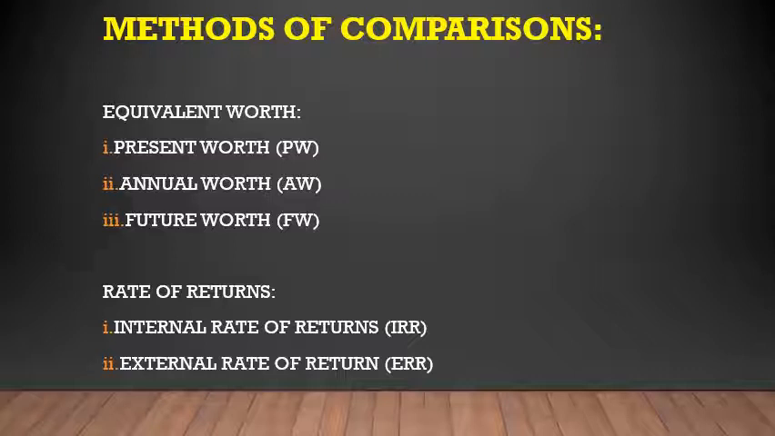In future worth comparison of alternatives, the logic is the same. I compare different alternatives based on their future worth. So I convert every cash flow into F and then compare the alternatives. In rate of return, I go with two methods: internal rate of return and external rate of return. I calculate the IRR that I obtain by following different alternatives, and that alternative which gives me the best rate of return will be selected.